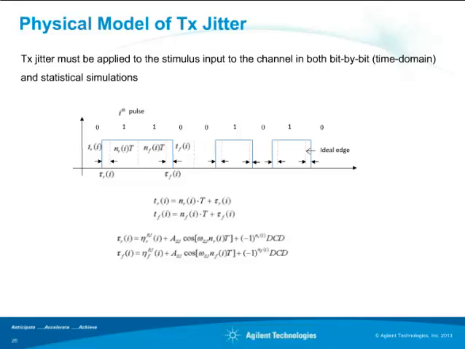Very good. A couple of questions about acronyms. You might want to expand some of the acronyms for people who aren't familiar with them. SJ, DCD. Could you just quickly explain those acronyms? Yeah. SJ means sinusoidal jitter. DCD means duty cycle distortion. Very good.